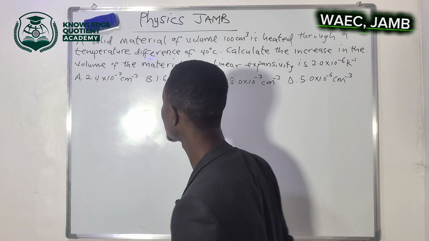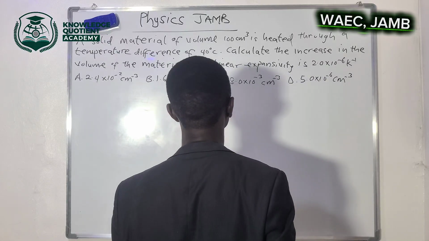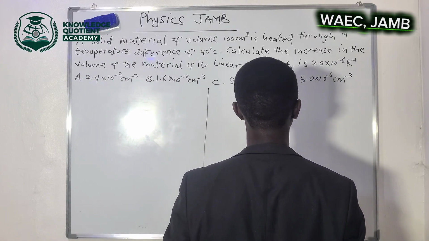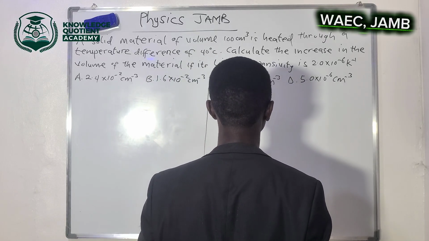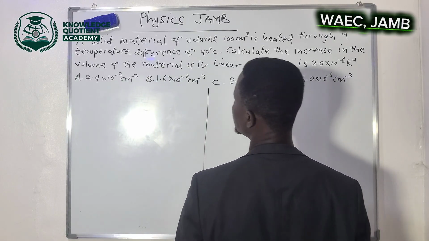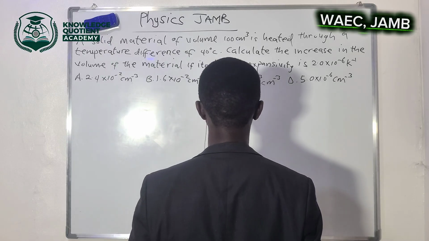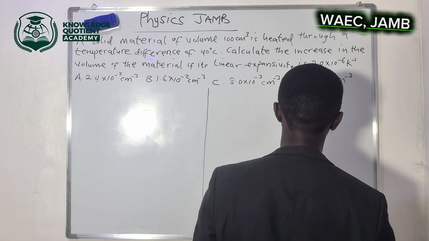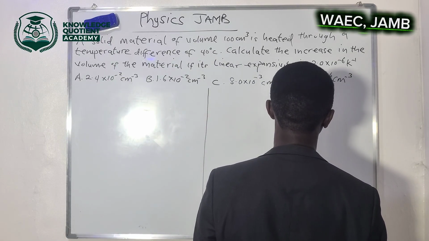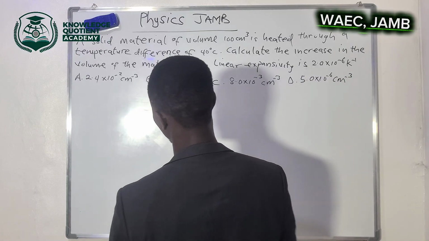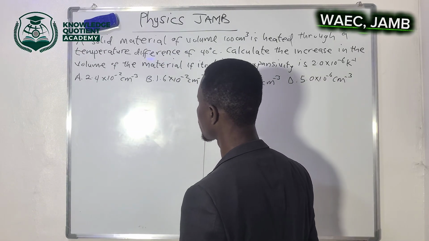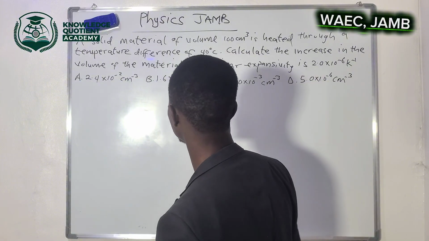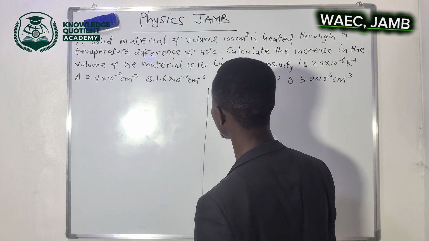Let's solve this question. A solid material of volume 100 cubic centimeters is heated through a temperature difference of 40 degrees Celsius. Calculate the increase in volume of the material if its linear expansivity is 2 times 10 raised to power minus 6 per K. Options: option A, 2.4 times 10 raised to power minus 2 per cubic centimeter. Option B, 1.6 times 10 raised to power minus 2.